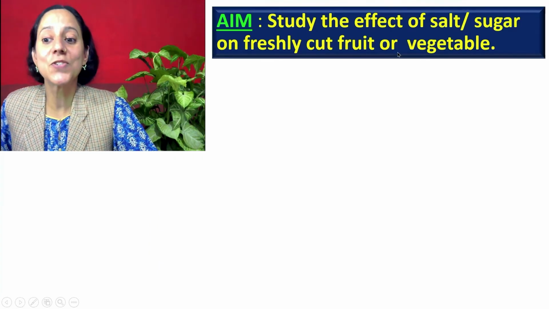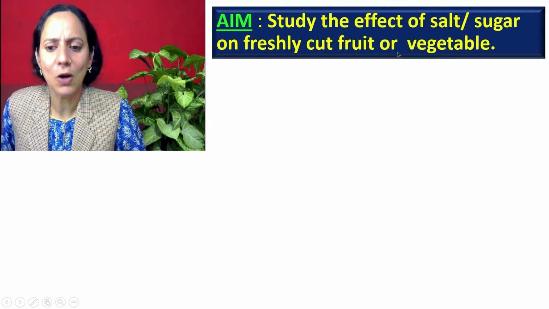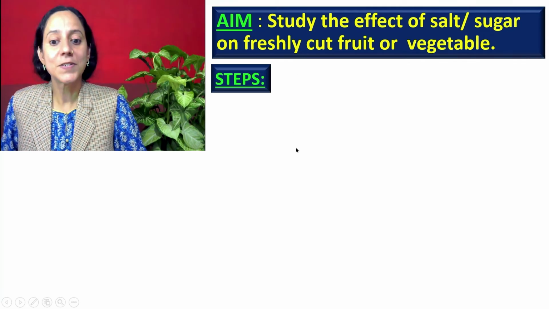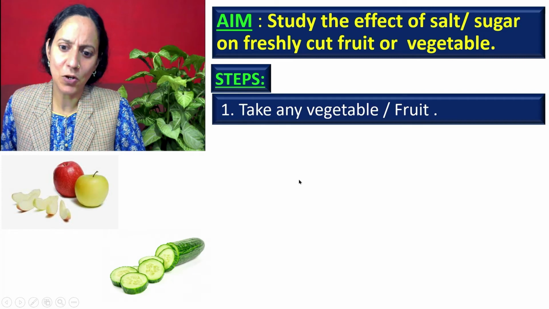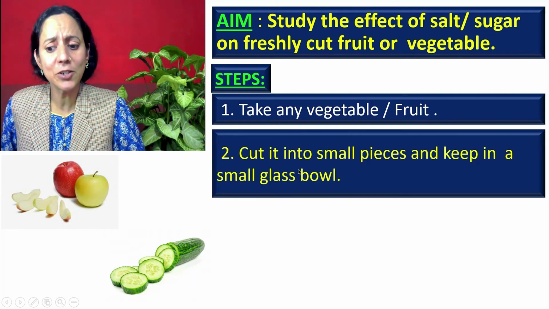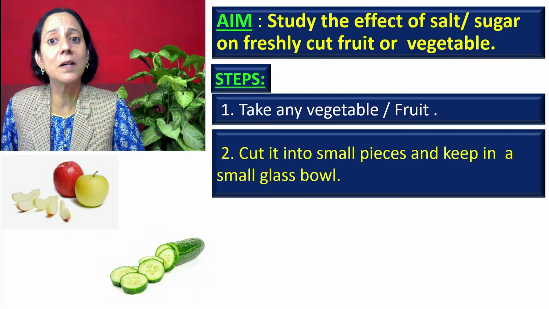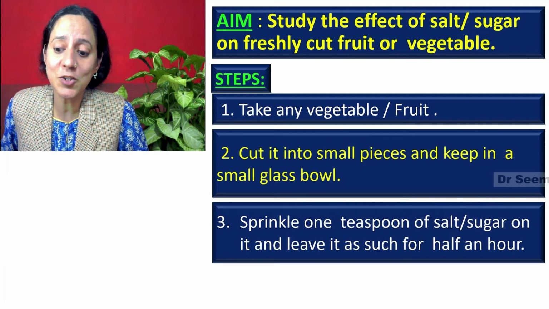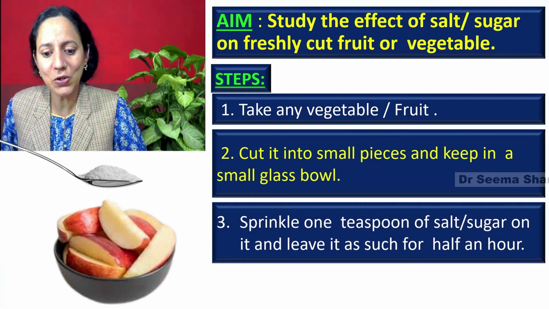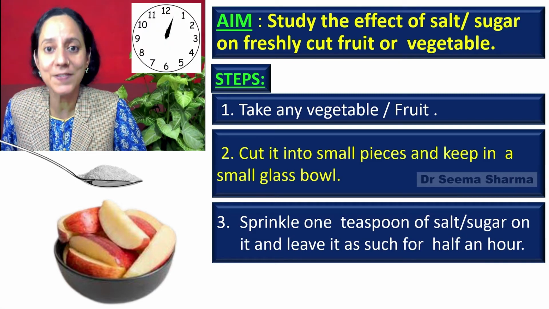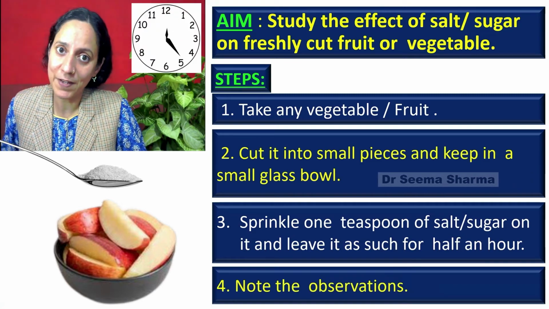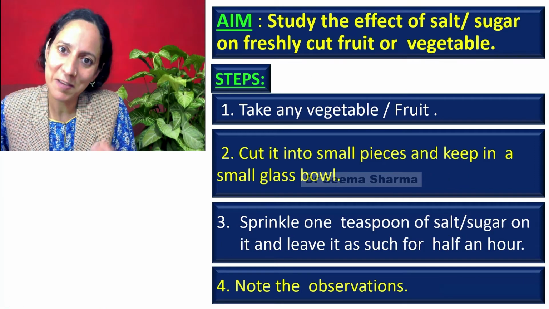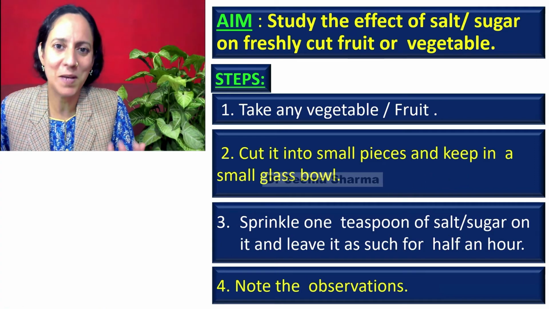So the aim is to study the effect of salt or sugar on freshly cut fruits or vegetables. Steps: take any vegetable or fruit, cut it into smaller pieces and keep in a small glass bowl. Sprinkle 1 teaspoon of salt or sugar on it and leave it as such for half an hour. After half an hour, note the observations. It is an interesting activity. Every year it is carried out by a number of my students.